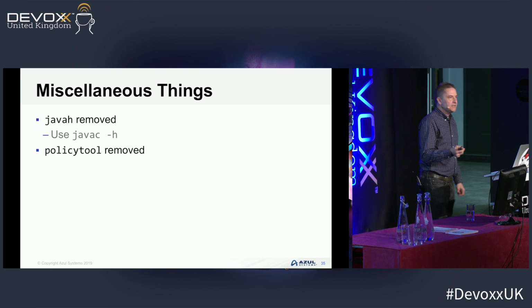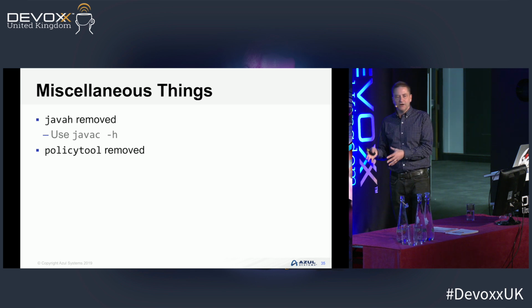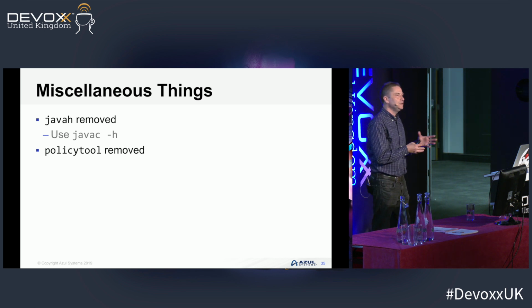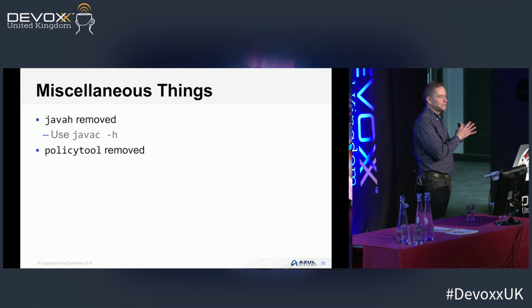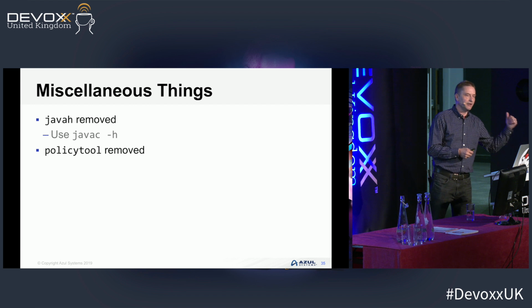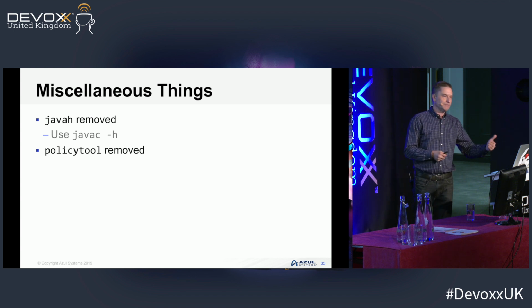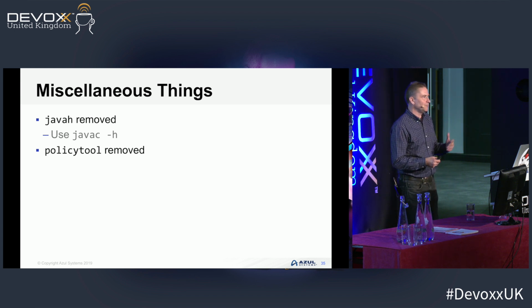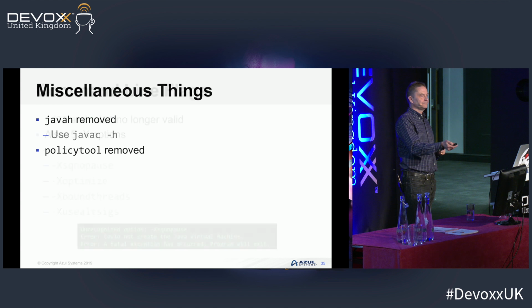A couple of miscellaneous things. To do with JNI, the javah command has been removed. And so now, if you've been using javah to create the header files for your JNI code, you do it with javac -h. Also, the policytool, which relates to some of the security things, has been removed as well.